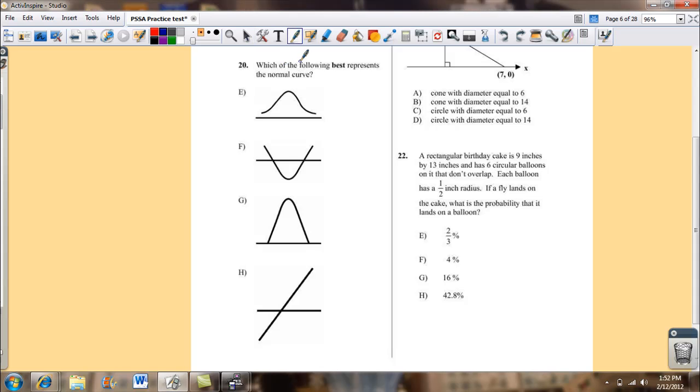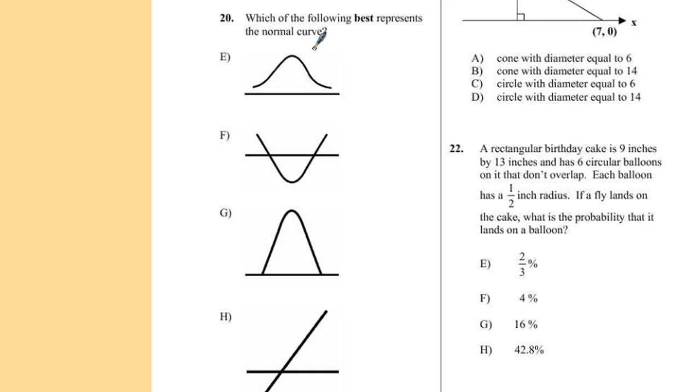Okay, number 20 is asking us to pick the graph that represents a normal curve. Well, a normal distribution is a bell-shaped curve that's symmetrical, and the curve does not cross the x-axis, which leaves us with E.